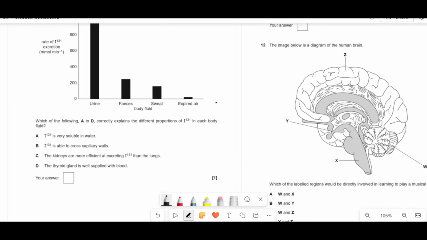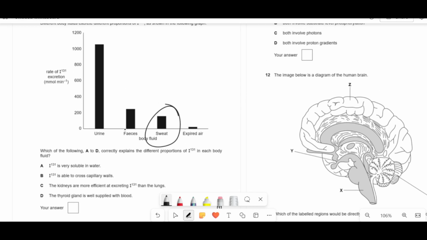So in this case, it says I-131 is very soluble in water. Well, if that was the case, why is there not very much of it in the sweat? Nah. Next it says it can cross capillary walls. All of these would have eventually left capillary walls, like capillary walls into the lungs, capillary walls into the skin, and so forth. Capillary walls into your poop, and it just doesn't explain that.